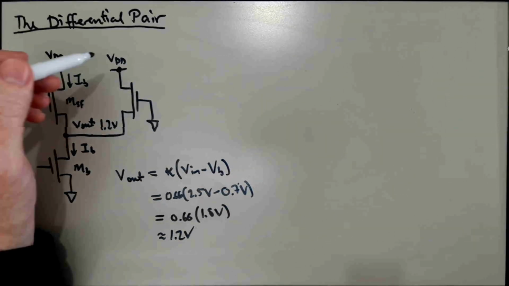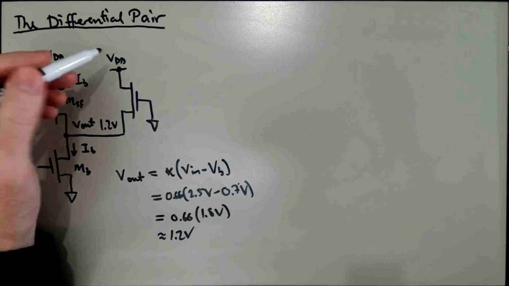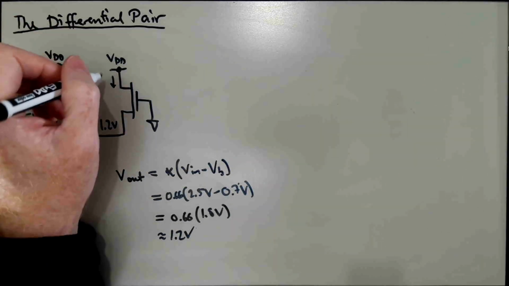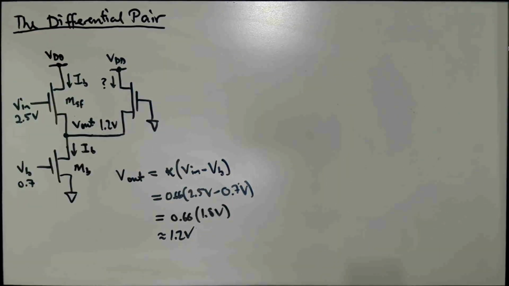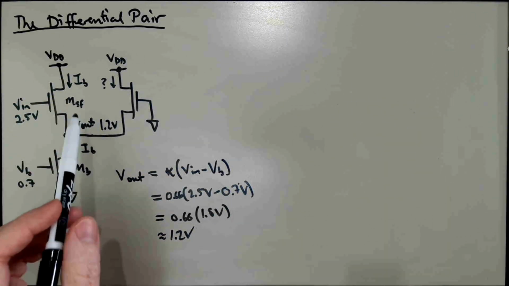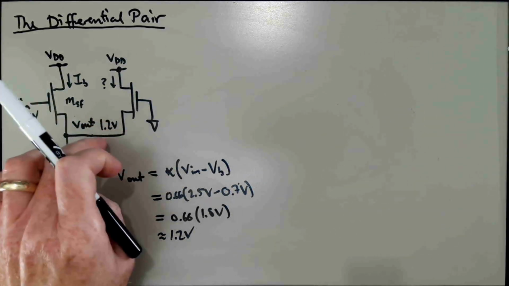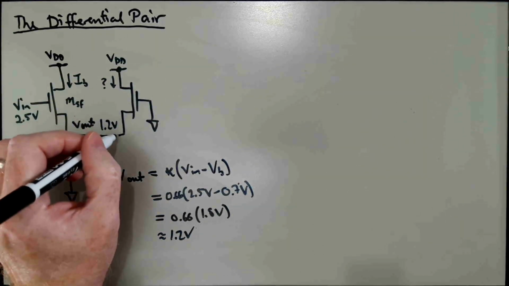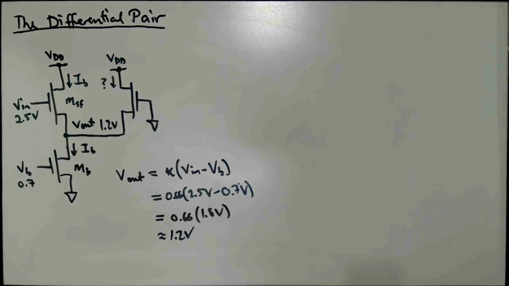So the question is, how much current is flowing in the second transistor under these circumstances? So this 1.2 volts is, let's say, before we added the transistor here. And suppose we add the transistor at this point. How much current is going to flow in that second transistor, and what effect is that going to have on the circuit?